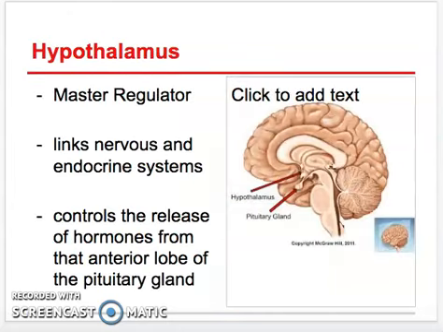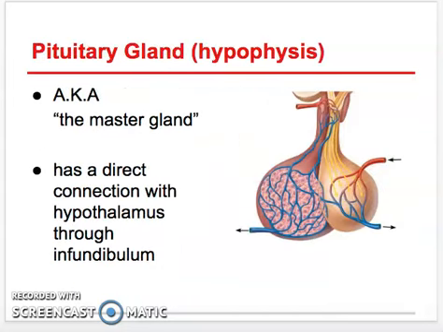The hypothalamus, as I mentioned, is the master regulator. It links the nervous and endocrine systems and controls the release of hormones from the anterior lobe of the pituitary gland. The pituitary gland is known as the master gland, and it has that direct connection between the hypothalamus and the pituitary gland with this area right here called the infundibulum. And you can see that there are nervous fibers, axons, going to the posterior part of the pituitary gland, and more blood vessels going to the anterior part of the pituitary gland.